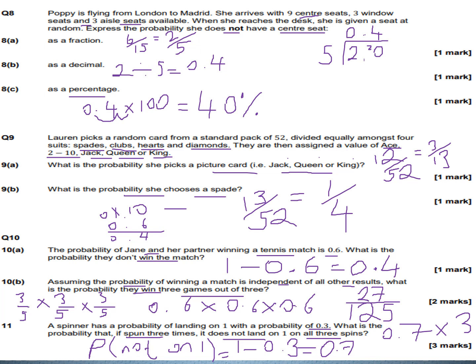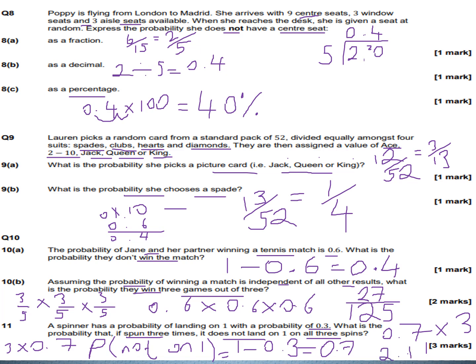So it does not actually land on 1. And I get 0.21. If it's spun 3 times, you do 3 multiplied by 0.7. Sorry, so the answer should be 2.1.